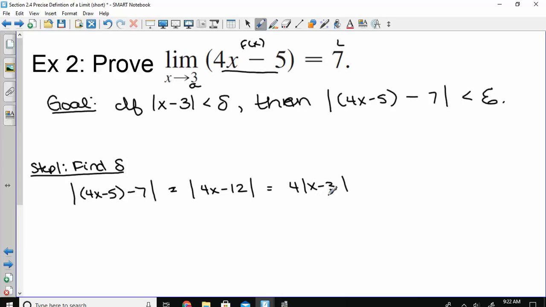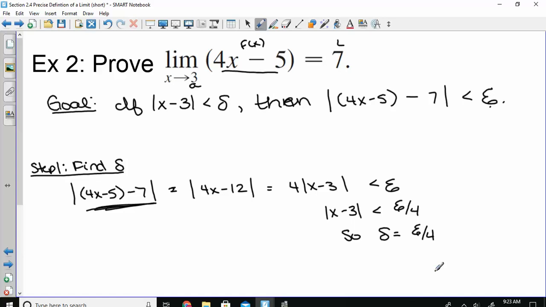Have we seen this x minus 3 before? Yeah. All right. We know that this piece has to be less than epsilon, right? So this thing is less than epsilon. If you divide that 4 over, this is what we are going to use for our delta. This is kind of a formula.